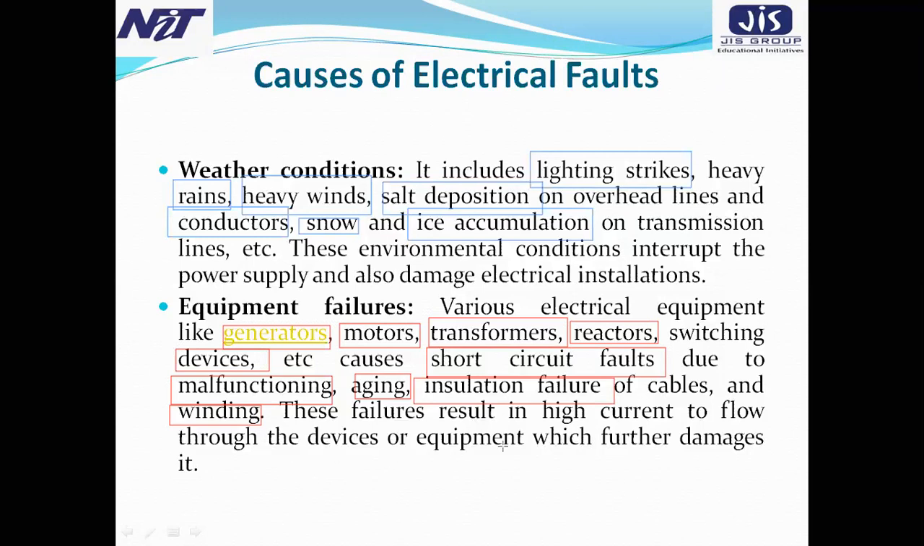Insulation failure of the cable. That means if the insulation fails anyhow, a fault may occur. This failure results in high current flowing through the devices or equipment, which further damages it. High current flow means high temperature, so that helps to burn the devices.